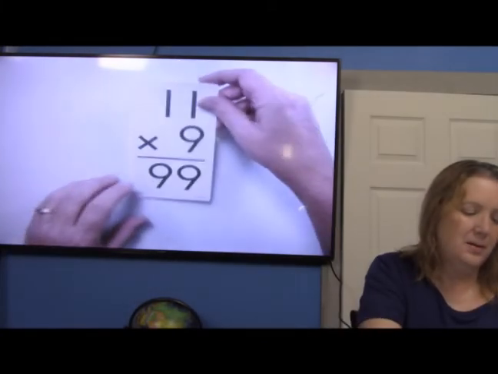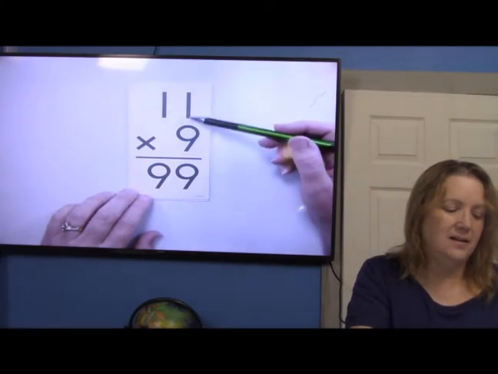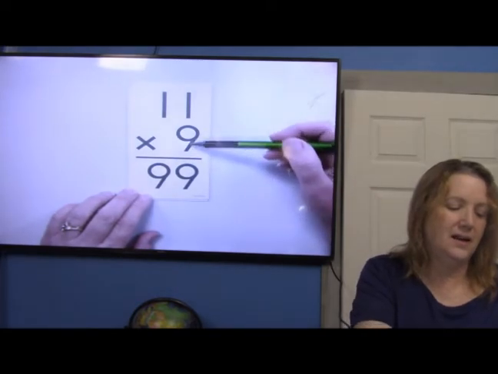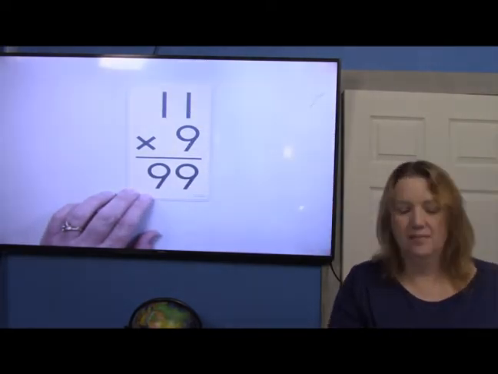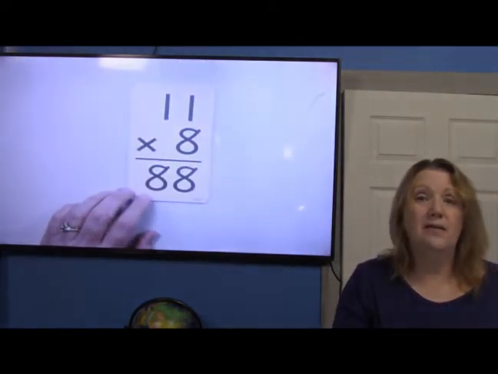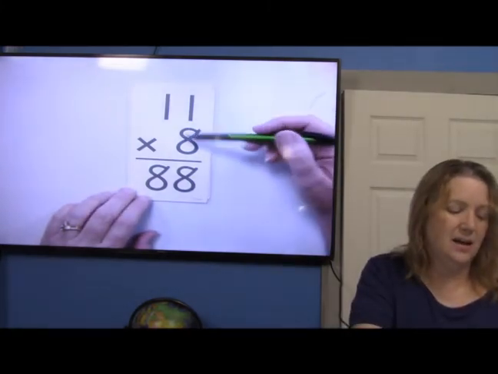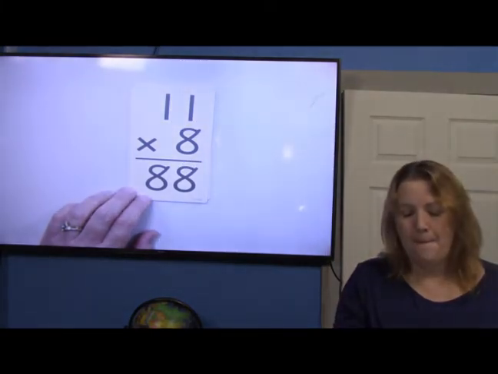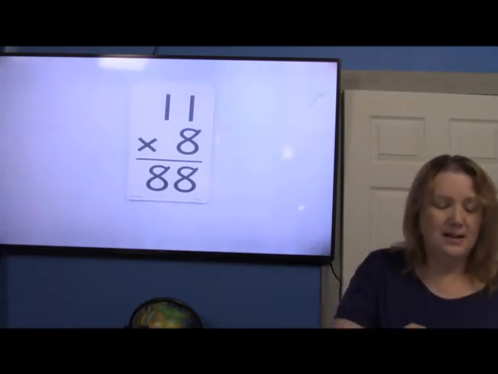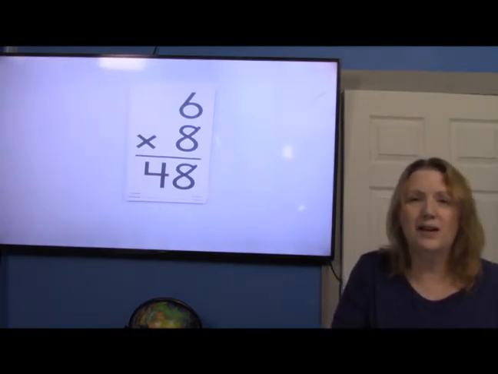Here's another 11 problem. 11 times 9 is 99. So again, 9 times 1 is 9, 9 times 1 is 9, 99. Same, 11 times 8, 88. So we have 8 times 1 is 8, 8 times 1 is 8, 88. Now this is one that a lot of people miss, so we'll see how you did on this one. 6 times 8 is 48.